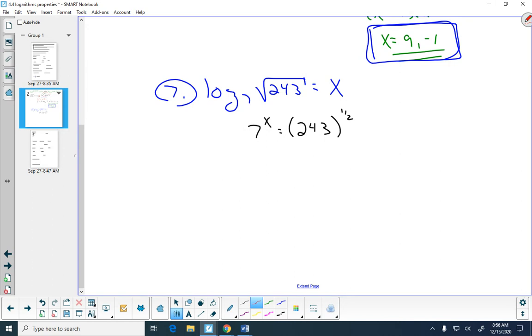We want to write these both as a base of 7. So we can see, well, can I multiply 7 by itself? How many times to get 243? Well, if I go 7 times 7, that's 49. If I take 49 and multiply it by 7, I get 243. So this would be to the third power. So we have 7 to the x, and when we have a power to the power, we have 7 to the 3 halves power. So this would give us x is equal to 3 halves.